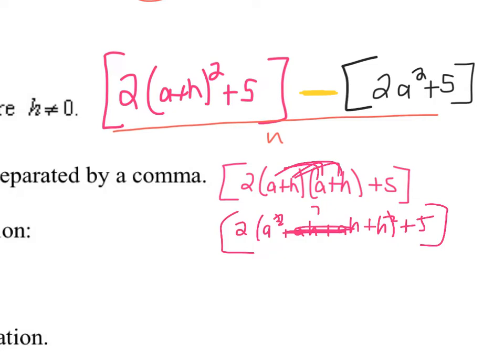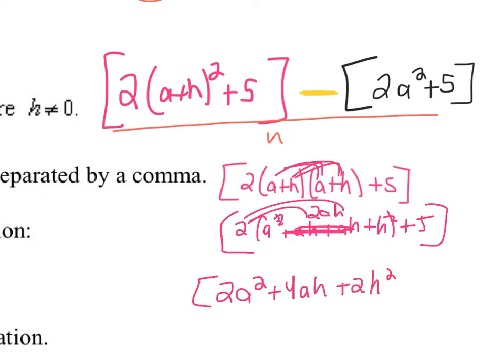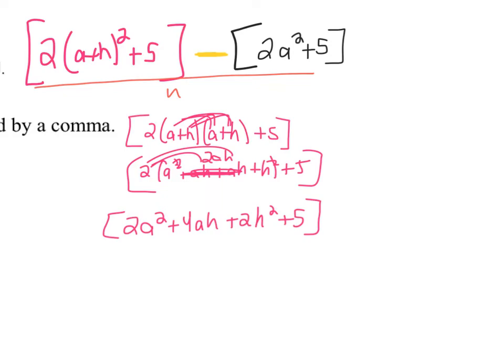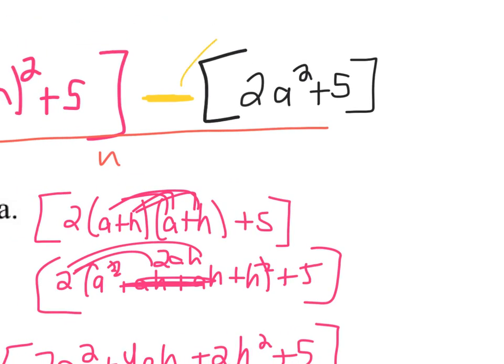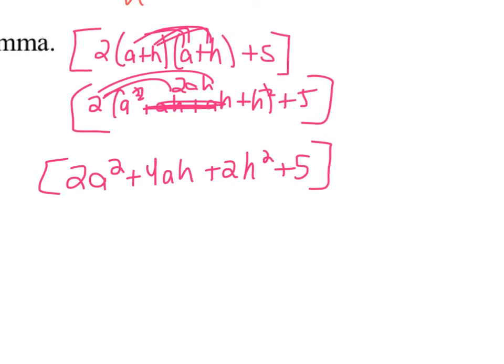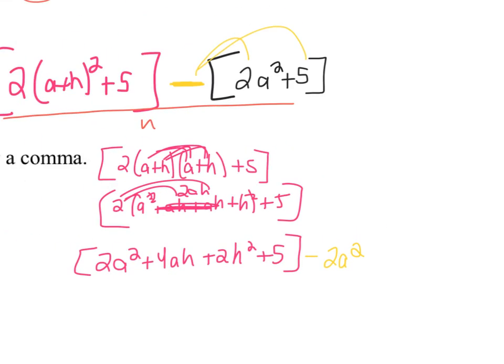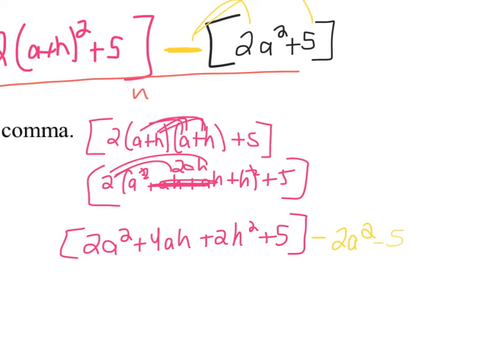Now I can clean this up. I have 2 ah's, right? And then I distribute the 2, Christian. So I have 2a squared, right? Plus 4ah plus 2h squared. Then what? Plus 5. And then I'm just going to go back up here. This is minus. I can't combine anything here. So what do I have to do with this negative sign? Distribute it. So then I have minus 2a squared minus 5. And all of this is over what letter? Okay. Say that for the end.